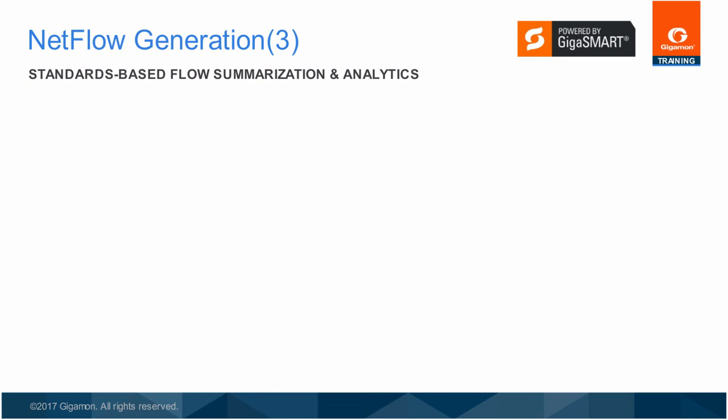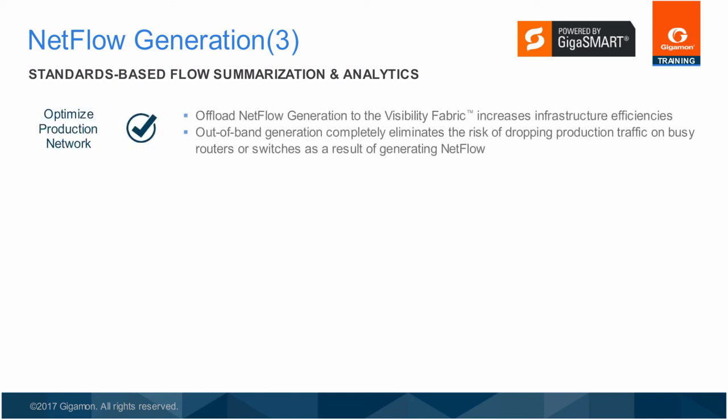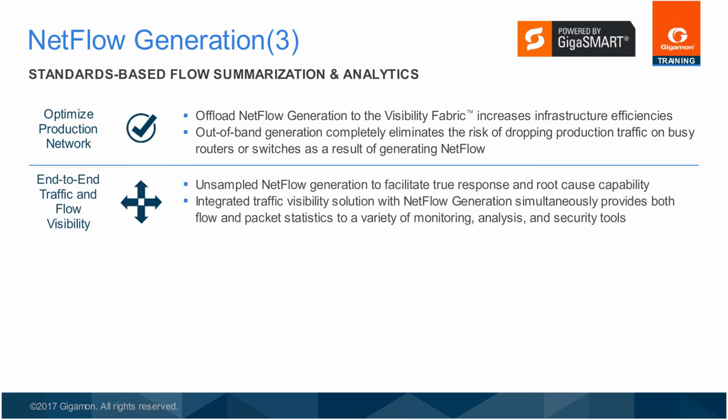As a quick summary of the benefits of using GigaSMART NetFlow generation, consider the following. Minimize risk to production networks. Out-of-band solution completely eliminates the risk of losing production traffic as a result of generating NetFlow. Optimize production network. Offload NetFlow generation to Visibility Fabric, eliminating the risk of expending expensive production network resources. High throughput solution. Unsampled one-to-one NetFlow record generation to facilitate true response and root cause capability.